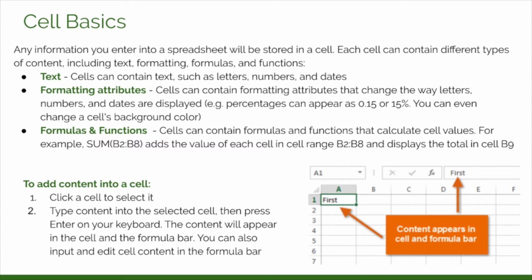To add content into a cell, step 1 is to click a cell to select it. Step 2 is to type content into the selected cell, then press Enter on your keyboard. The content will appear in the cell and the formula bar. You can also input and edit cell content in the formula bar.